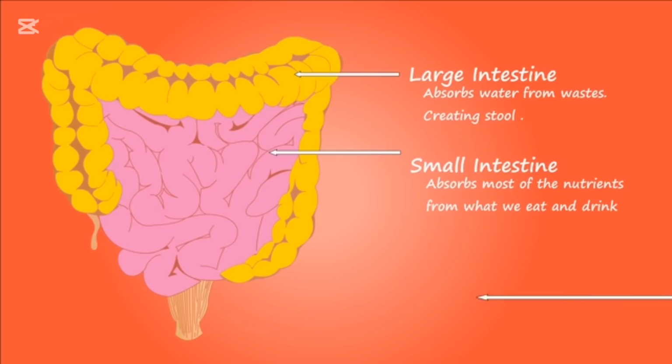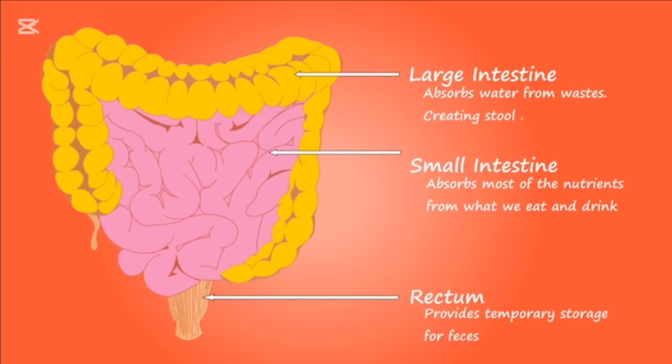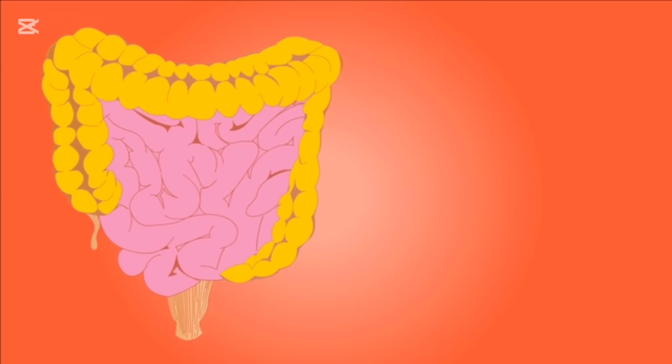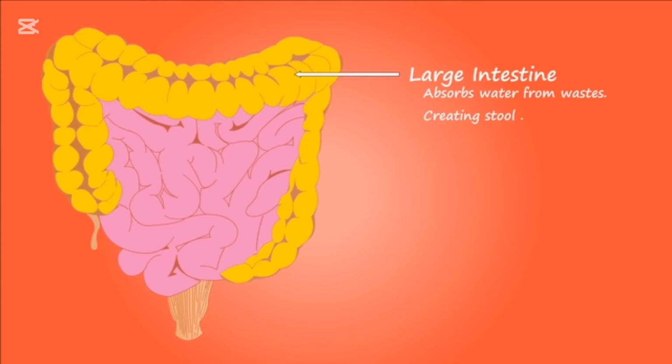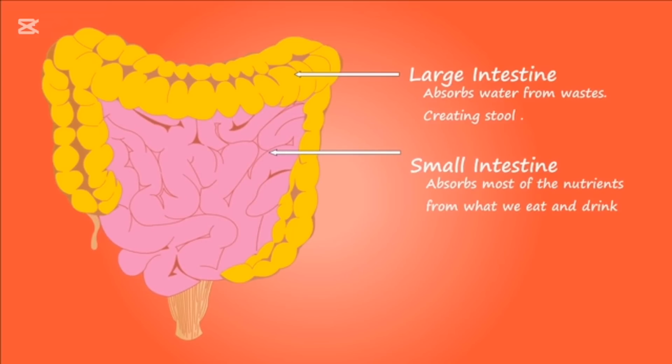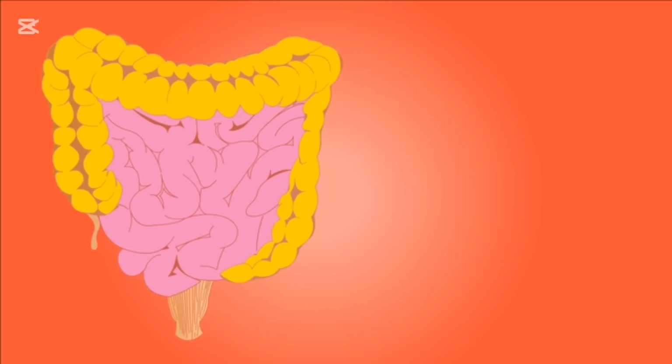The jejunum and ileum are primarily responsible for absorbing nutrients such as vitamins, minerals, amino acids, fatty acids, and glucose into the bloodstream. Once absorbed, these nutrients are transported to various cells in the body, where they are used for energy, growth, and repair.